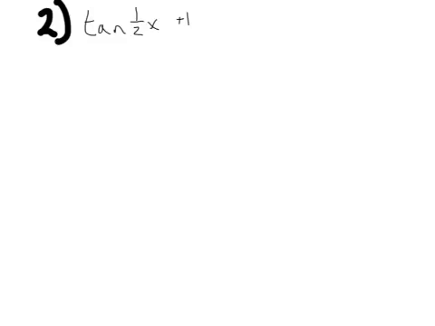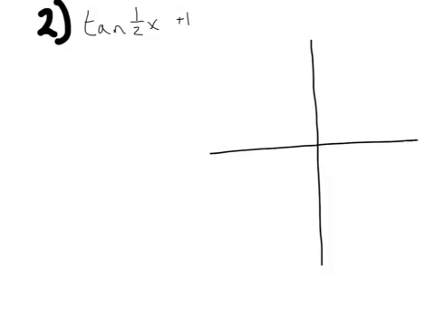Okay, so we are graphing tangent 1/2 x plus 1. So the first thing we're always going to do is the period length. Okay, so we could think about our graph. It's an XY graph just like normal. We're going to do period length first.